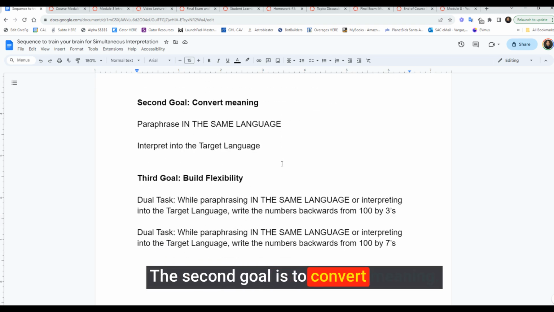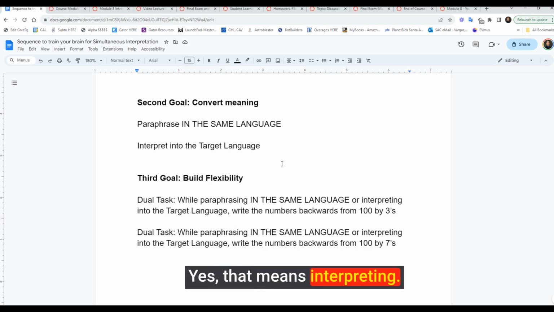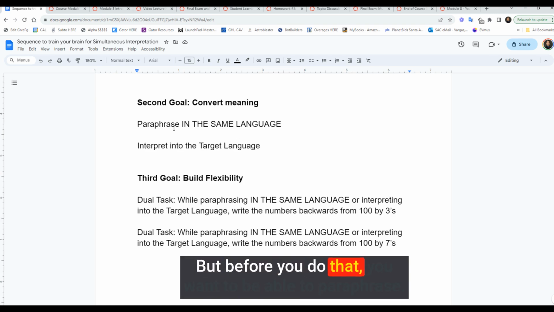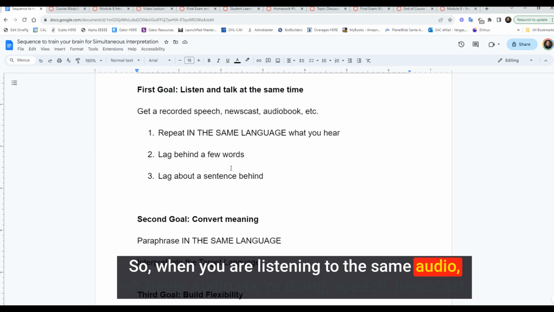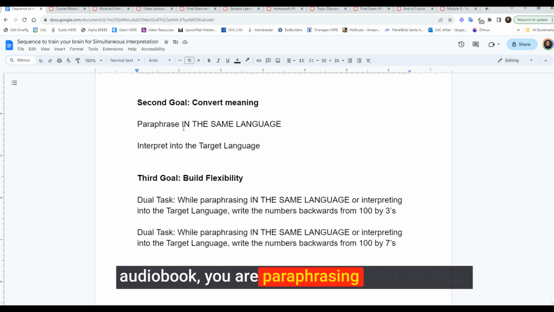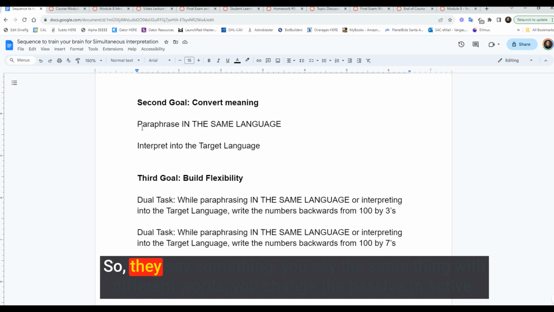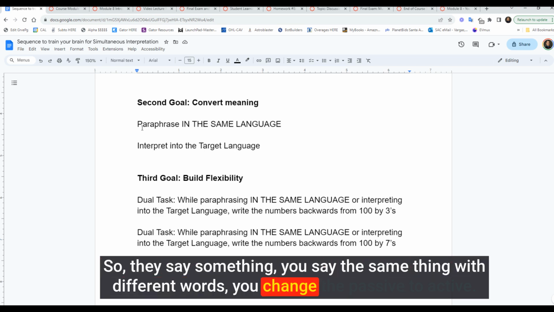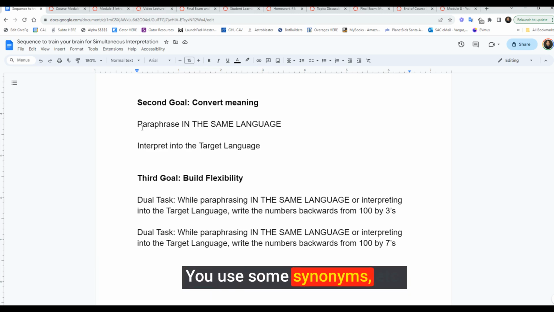Second goal is to convert meaning. Yes, that means interpreting, but before you do that, you want to be able to paraphrase. So when you're listening to this same audio, whatever audio you're doing, speech, newscast, audiobook, you are paraphrasing what you hear. So they say something, you say the same thing with different words. Change the passive to active, you use some synonyms, etc.